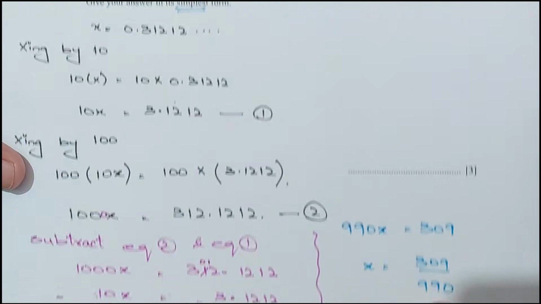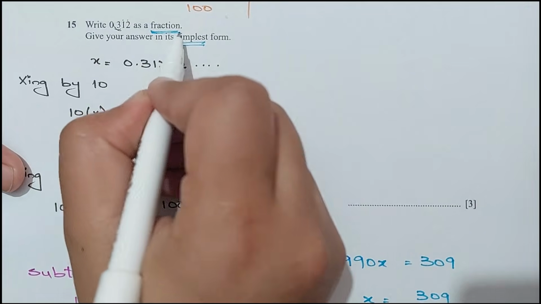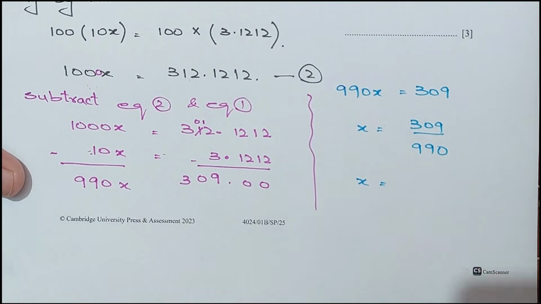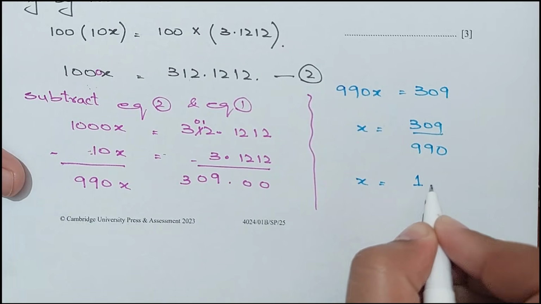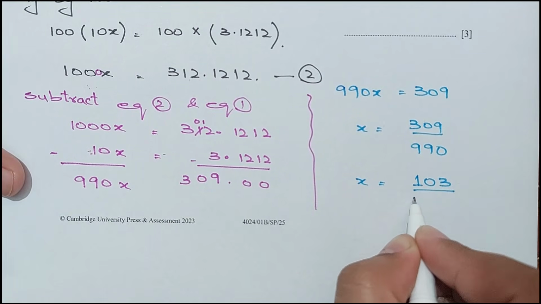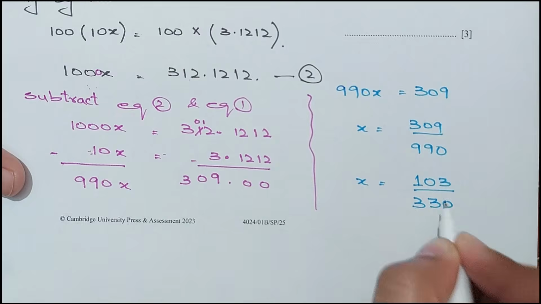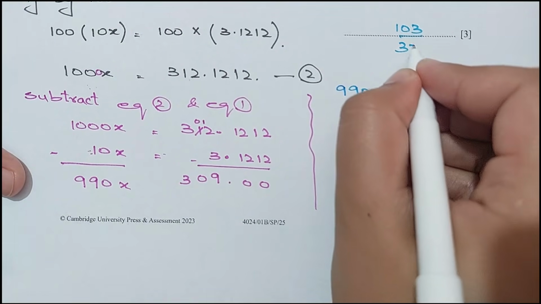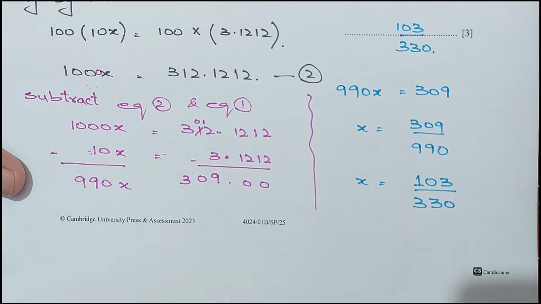This is a fraction, but we have to convert it in the simplest form. So what is the simplest form? Cancelling with 3 times table. 3 times 1 is 3, 0, 3 times 3 is 9, 3 times 3 is 9, 3 times 3 is 9 and 0. So 103 over 330. This is in the simplest form.